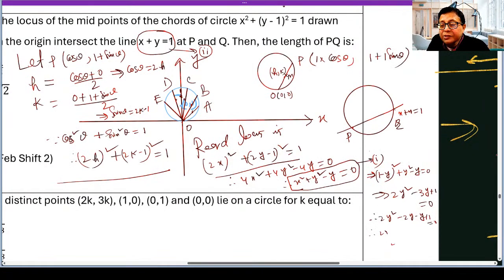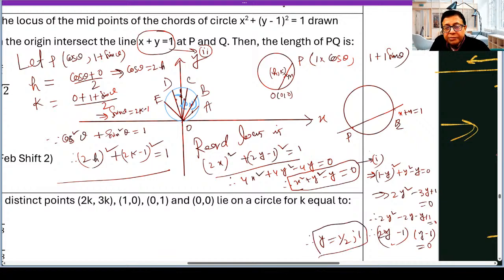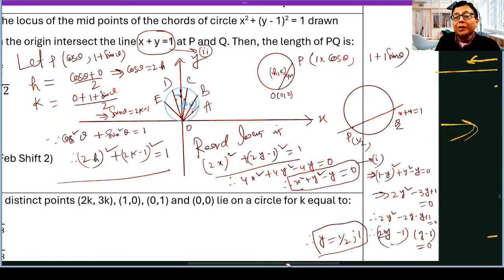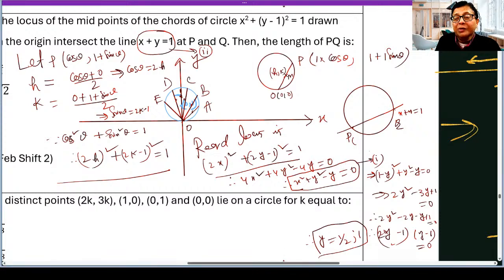Therefore, 2y minus 1, y minus 1, 0. Sorry, y is half and y is 1. Clear? If y equal to half, then for this point we can take the x coordinate half. So this point is half comma, oh no, y coordinate is half. Y coordinate half. X coordinate, put it here, half.